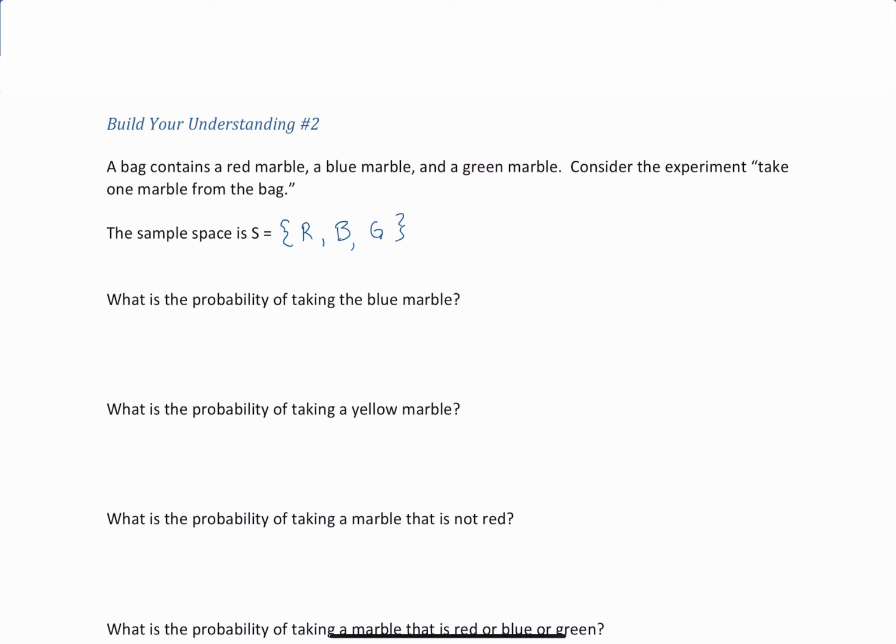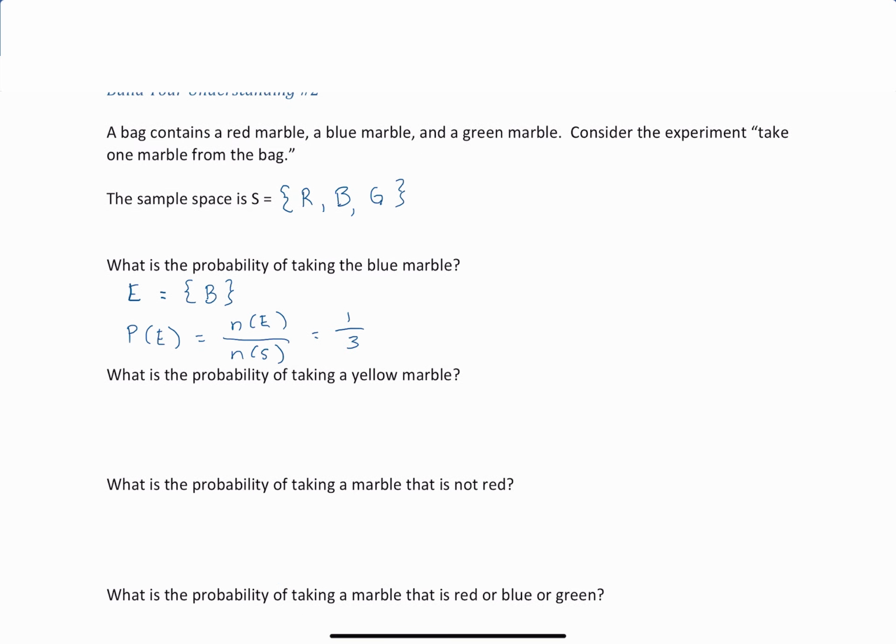And remember, I asked you to write down what the event is. So in this case, the event just contains the one outcome, blue, and the probability of that event, E, is n of E over n of S, which is 1/3. What is the probability of taking a yellow marble?